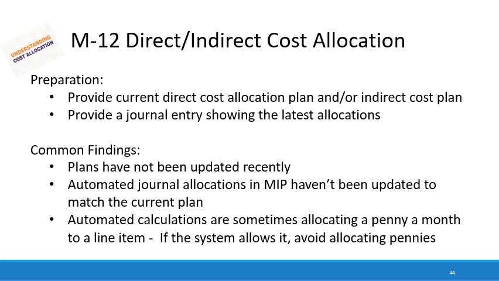Automatic journal allocations, specifically in the MIP software, haven't been updated to match the current plan. And additionally, sometimes these automatic calculations are allocating a penny a month to a line item, and we request, if your system allows it, to avoid allocating pennies.